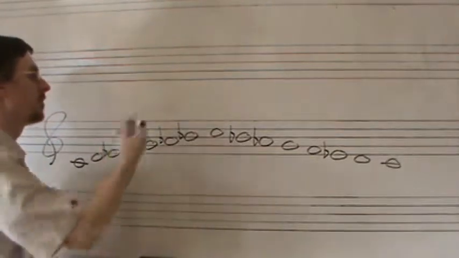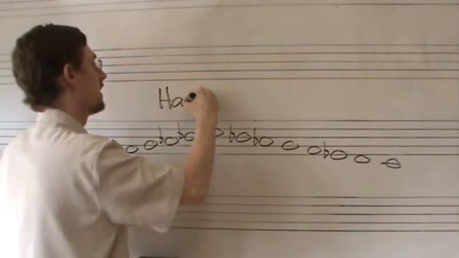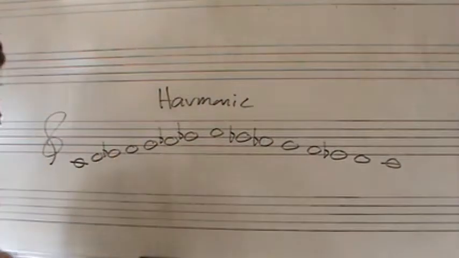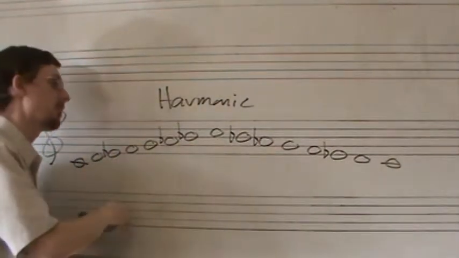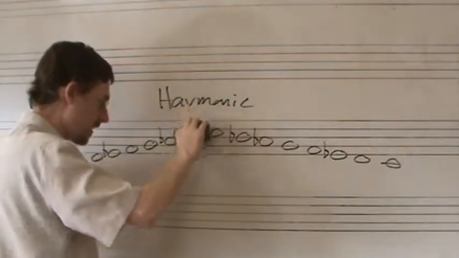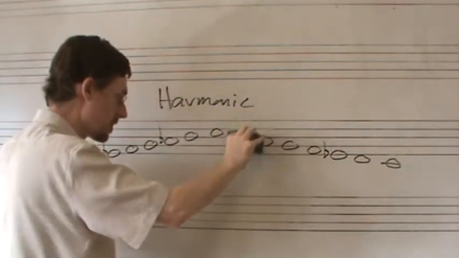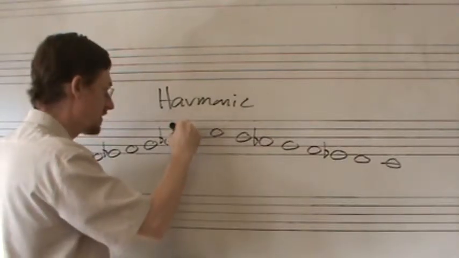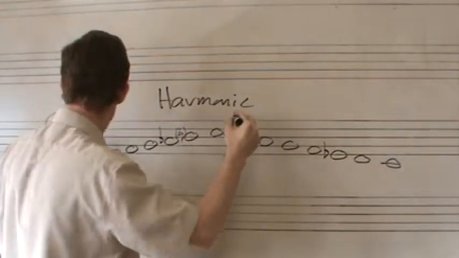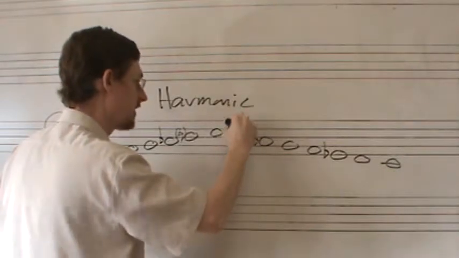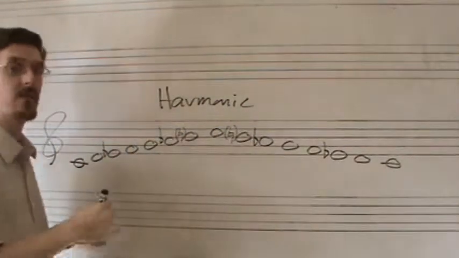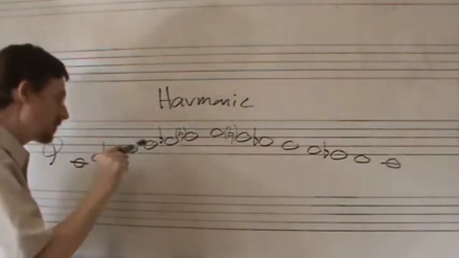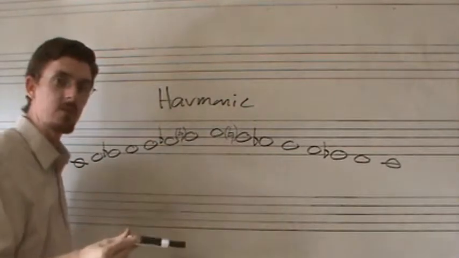Okay, the next one we're going to do is what we call the harmonic minor scale. There's just one difference between the natural minor scale and the harmonic minor scale, right here. I'm going to put a natural here in parentheses, not because we need it, because we have no key signature here, but just to remind you that this is raised where the other one had been lowered in the natural minor scale.